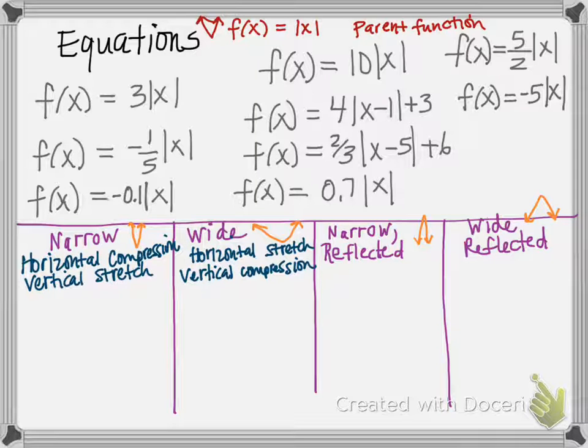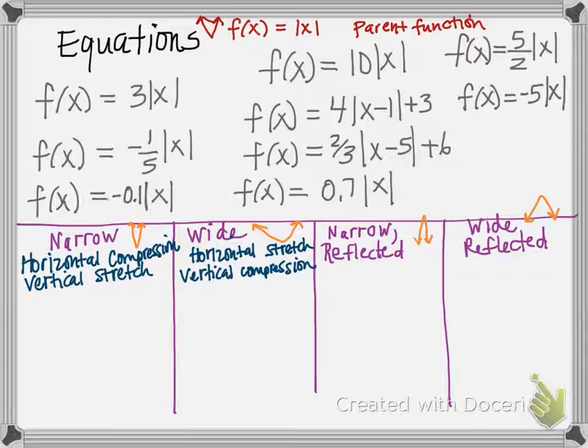Some of these will be wide in comparison. So a horizontal stretch, you're stretching it left and right here, so it's getting wider. Or you might hear the word vertical compression, which means you're pressing it down, so it would get wider. The third column is for those that are narrow and they also got reflected. And then the final column is wide and reflected.